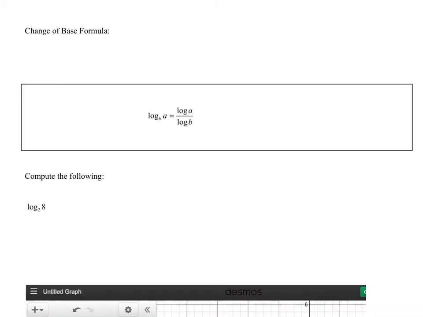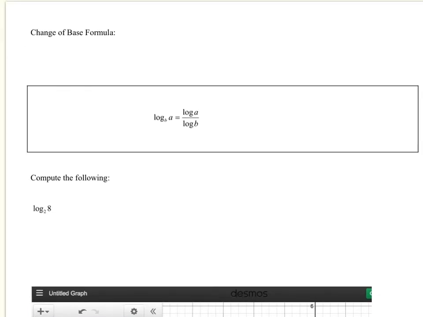Well, now that we have the ways to get these into log form, it would be nice to be able to figure out what those values actually are in our calculator. And for this, we use what's called a change of base formula. The change of base formula is going to allow us to find the approximate value of a log expression.